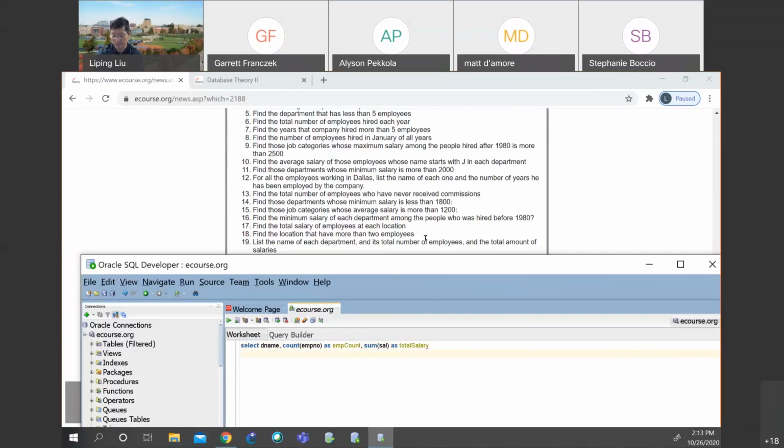Okay. And then we need to decide what the data sources are. Apparently we need to use both tables, right? We need to use the DEPT table and also the EMP table. So therefore we need to use a join. I'm going to use an inner join EMP on dept.deptnumber equals emp.deptnumber.